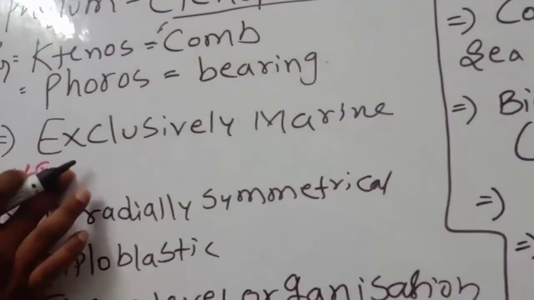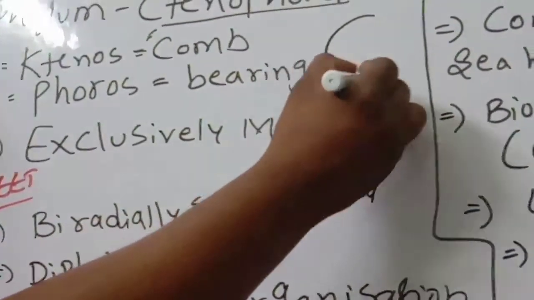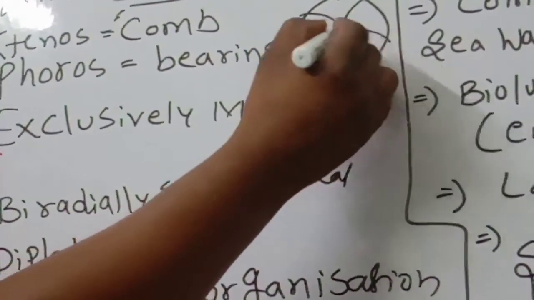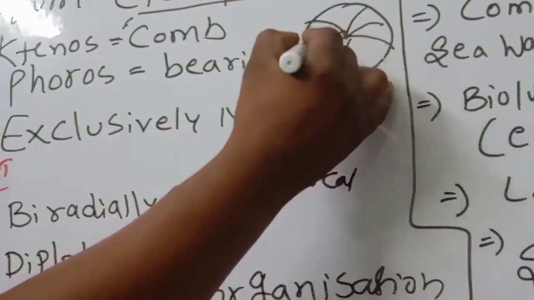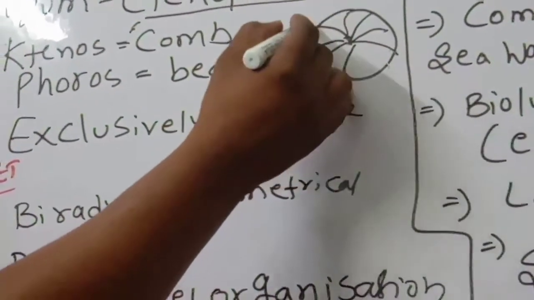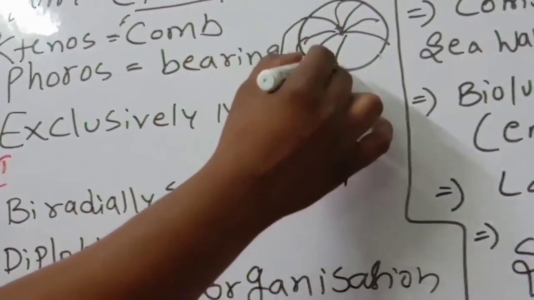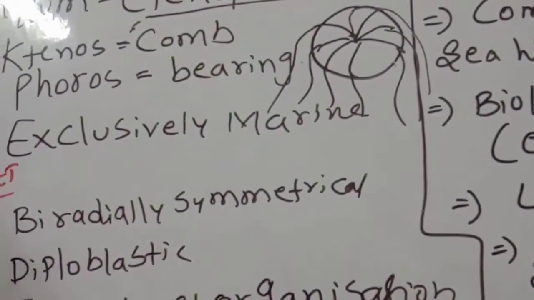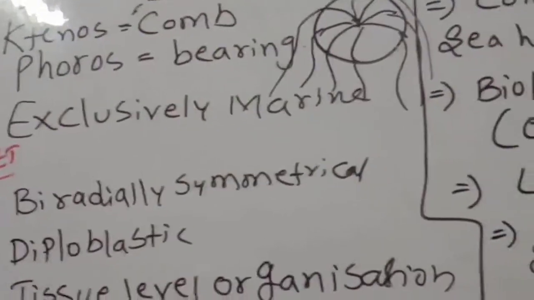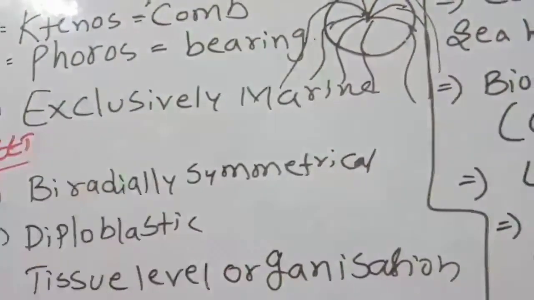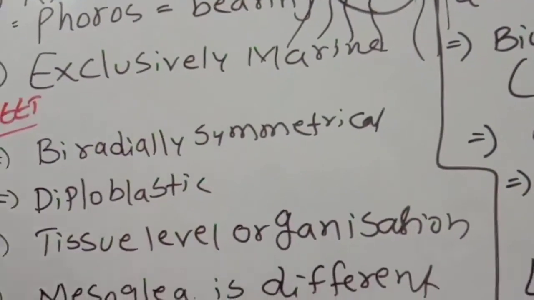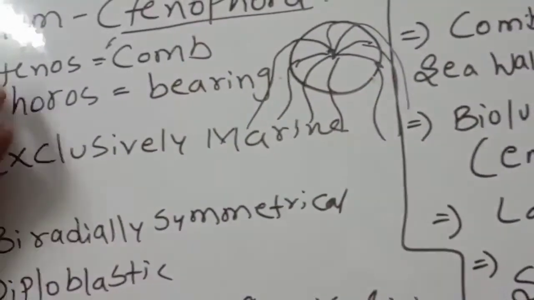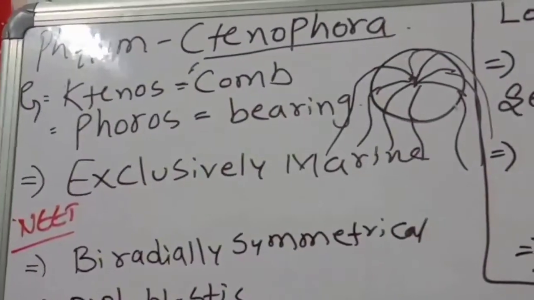So they are structured like this: 1, 2, 3, 4, 5, 6, 7, 8. They all have comb plates, 8 external rows of comb plates are present in this. Observe very carefully. These are comb bearing. Cteno means comb, phora means bearing.